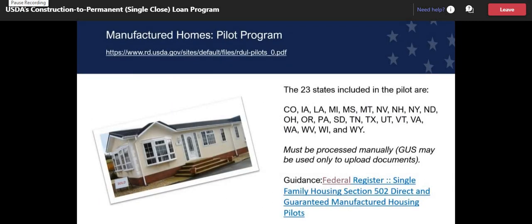And as mentioned earlier, just to let you all know, 23 states are included in the pilot program for existing manufactured homes. Again, those are homes that are built in 2006 or later. You can see those states there. I won't name them off, but take a look and see if you see your state there. They must be processed manually. GUS may be used only to upload documents. And there is the Federal Register that talks about that in detail.